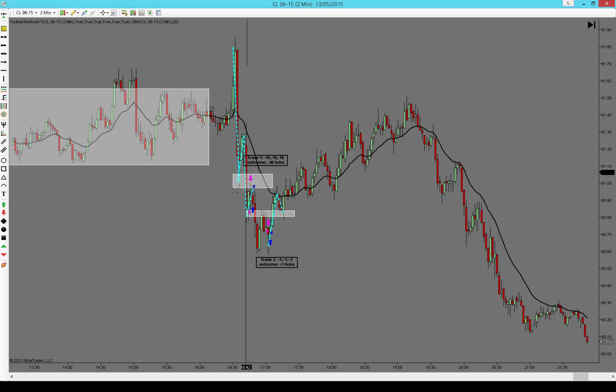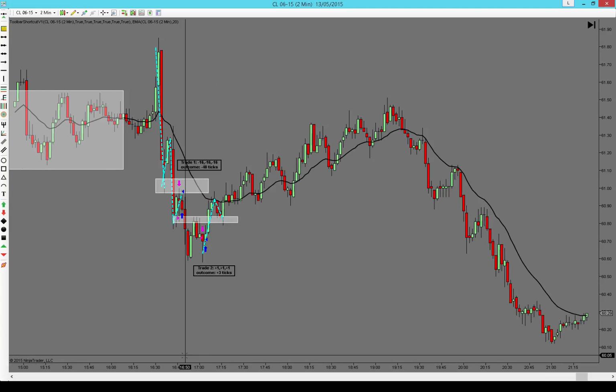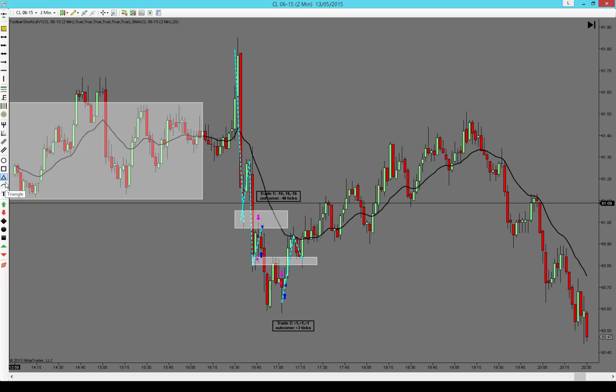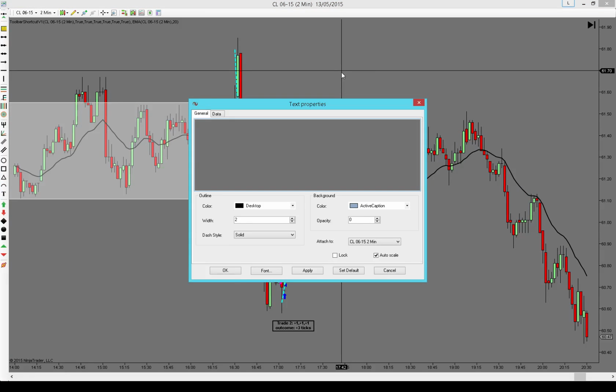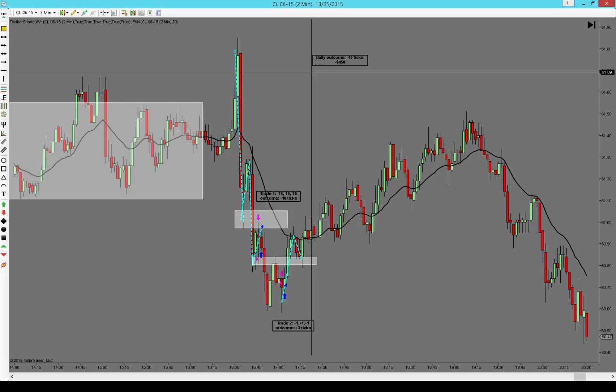A little bit of bad luck here on both of the setups, good setups, but probably there was a little bit of volatility in the market, and it stopped us out. So daily outcome for today, minus 45 ticks. It's minus 450 bucks for the day.